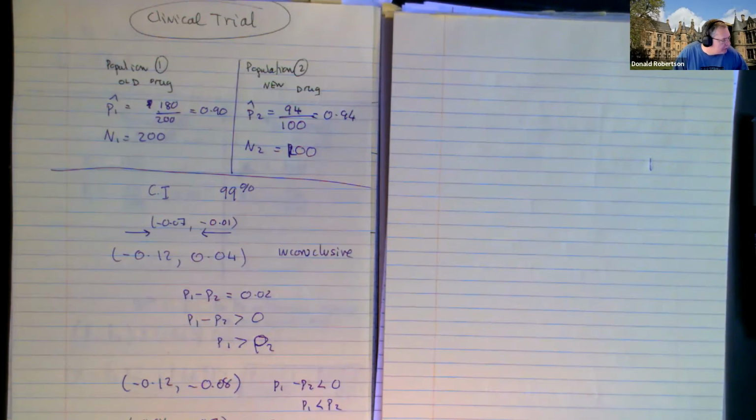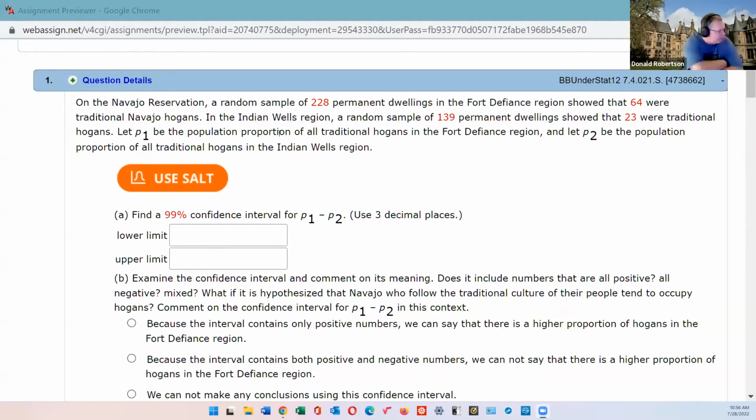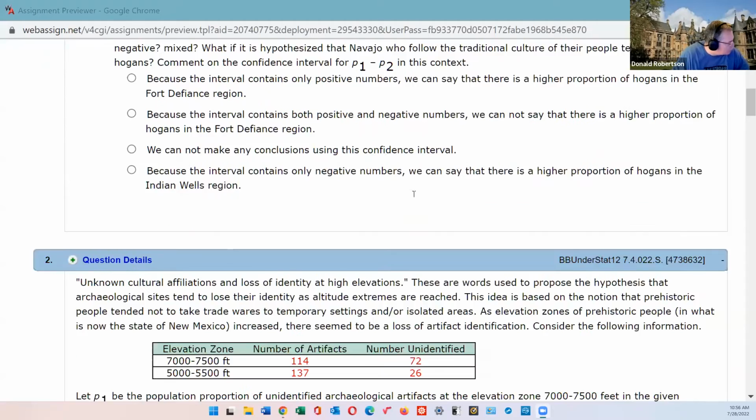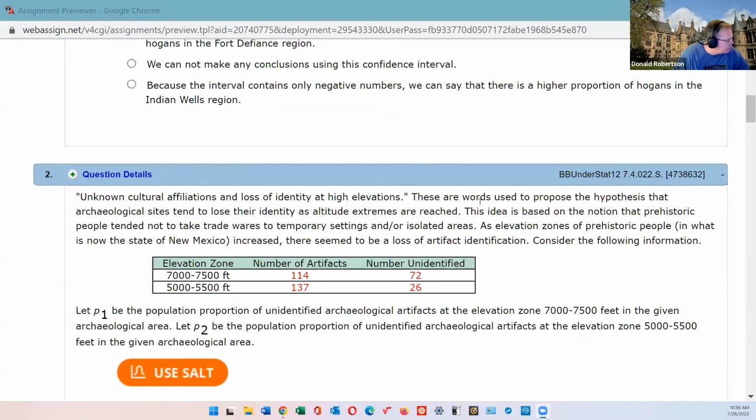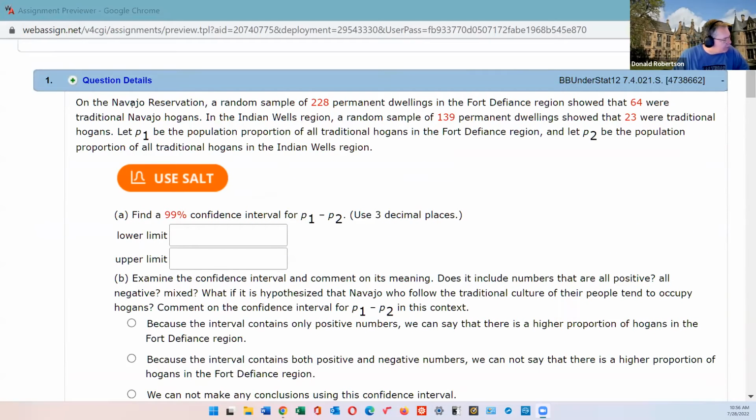So I'm now going to nip over and show you what the homework version of each of these questions looks like. I wish they'd pick better, more interesting stories, but whatever. So let's do this one.